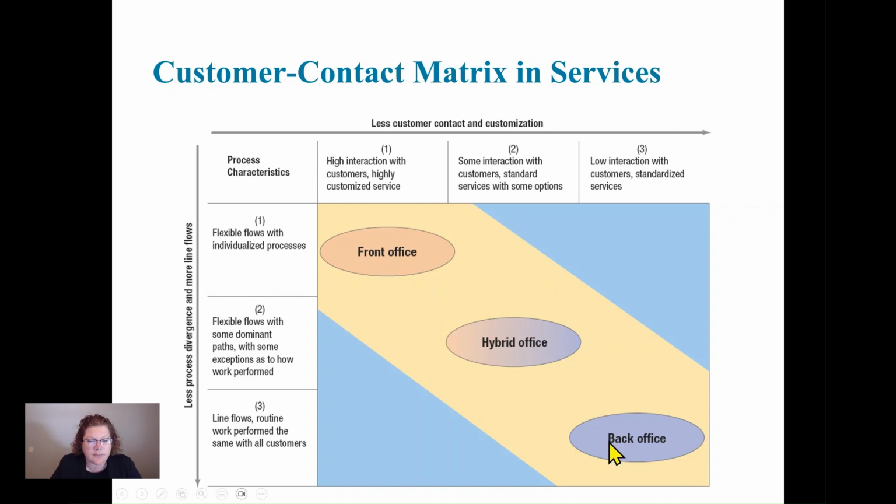The other extreme is a back office process, which is also a service, but the customer isn't directly physically involved, and may have low interaction. So this is like processing of paperwork, IT services behind the scenes, cellular services behind the scenes. So it's low interaction with customers and standardized services. I can have line flows that are focused on efficiency here. So back office processes can be focused on efficiency, while front office processes can be focused on service and interaction with the customers.